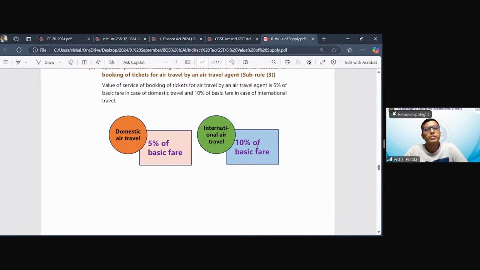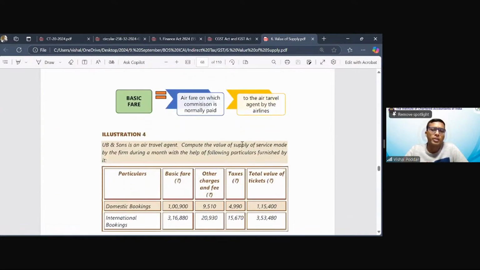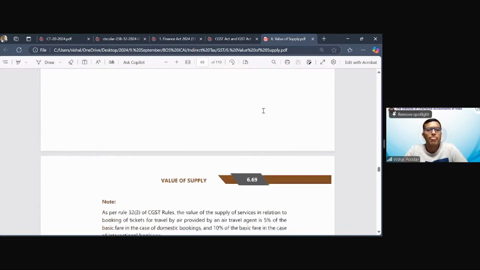So in those cases, what will be the value of the supply of service by the agents? It is 5% if it is domestic travel, it is 10% if it is international travel. Now, what is the basic fare? Because the value is calculated on the basic fare, it is the airfare on which commission is normally paid to the air travel agents by the airlines. So that is what the basic fare is.